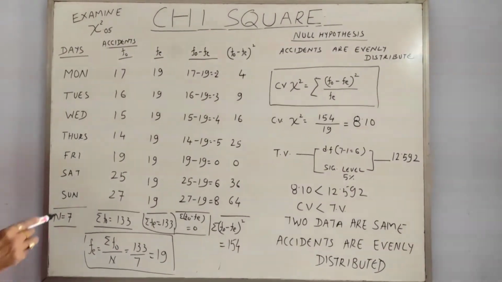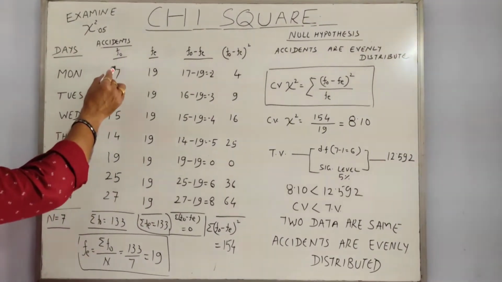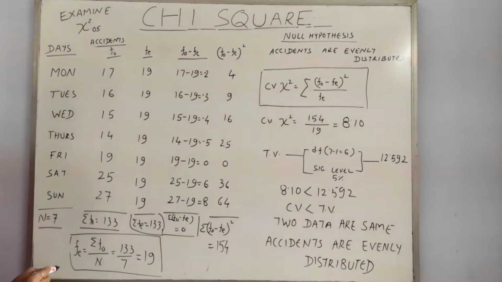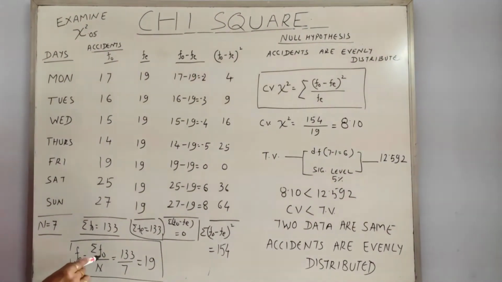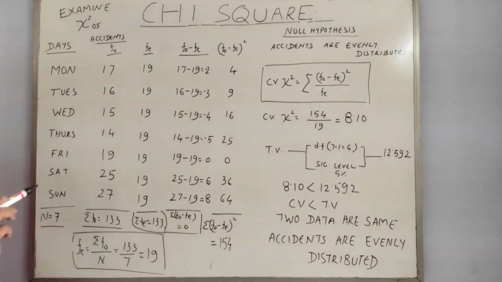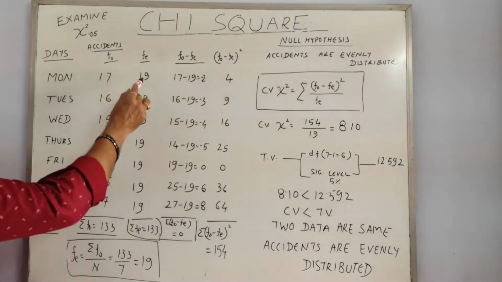And now we have to find FE. So what we have to do, we have to take the total of FO. So sigma FO is 133. So FE will be sigma FO by N, that is 133 by 7, that is 19. So that FE we have to place here in all 7 days.